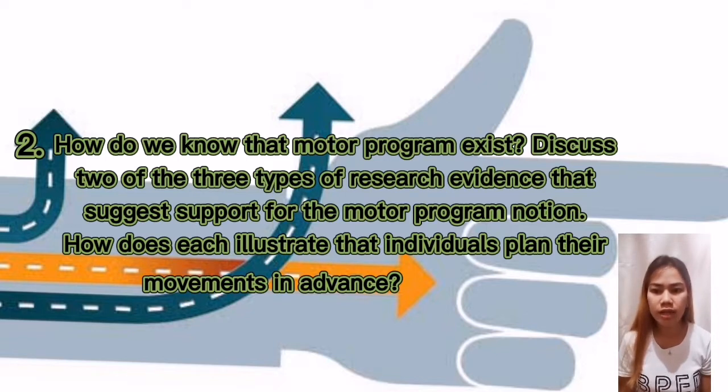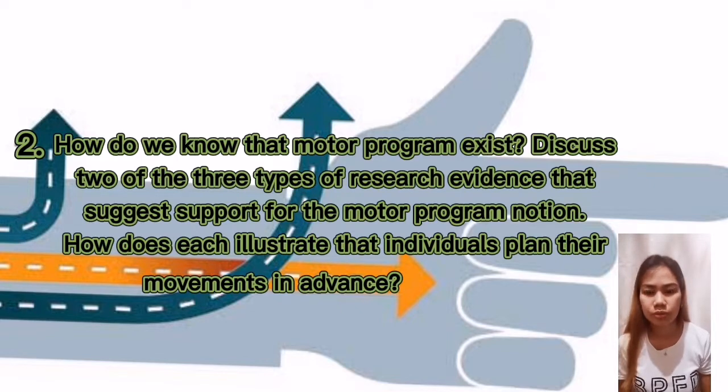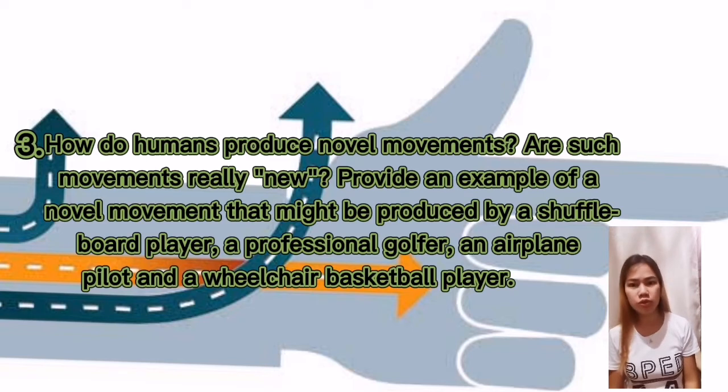In the meantime, the existence of motor programs is further strengthened by the findings from research on the control of rapid limb movements. This experiment records electrical activity from the contracting muscles via electromyography, or EMG, to show that muscular patterns are structured in advance by a motor program. Next question: how do humans produce novel movements?